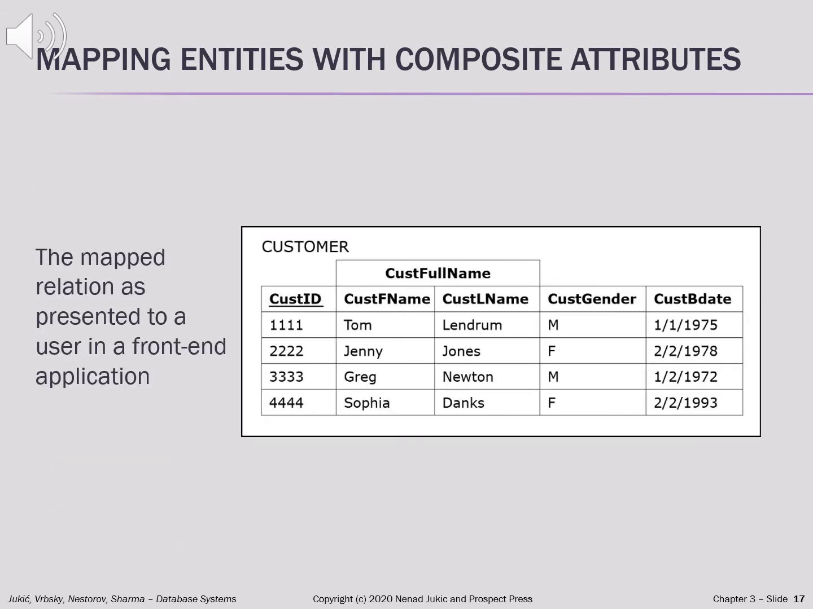The composite attribute does not appear in the mapped relation. However, when the mapped relation is presented to a user in a front-end application, the composite attribute is clearly indicated to the user, as shown in this example.